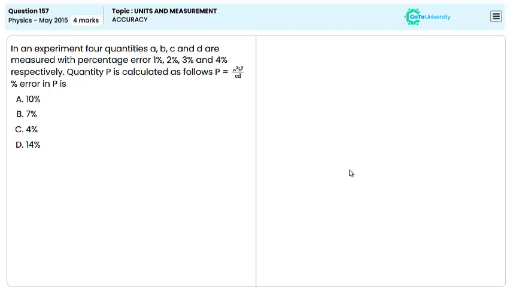To determine the percentage error in P, let us analyze this problem step by step. Given the formula for P is equal to A cube B square by CD. And the errors in measurements are percentage error in A is 1%, in B is 2%, in C is 3% and in D is 4%.